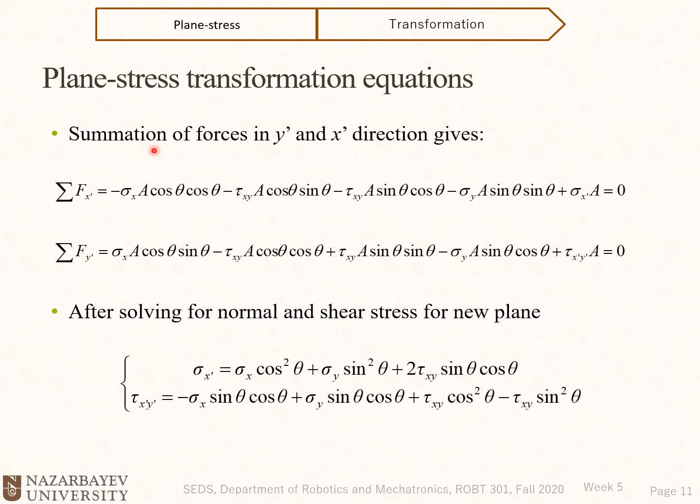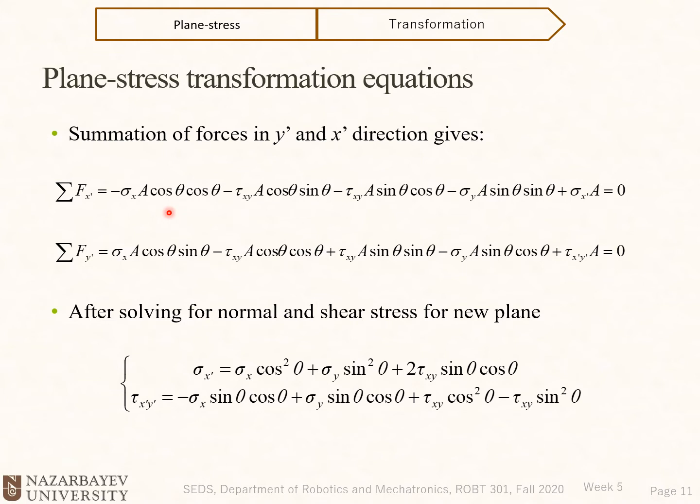So the summation of forces in the y prime and x prime directions gives: sum of forces in x prime and sum of forces in y prime, which should be equal to 0. Why? Because the element is in equilibrium, in a static state. Then we could find a relation between sigma x prime and sigma x and tau xy. So here, go back to the previous slide and check if this equation is correct and holds.